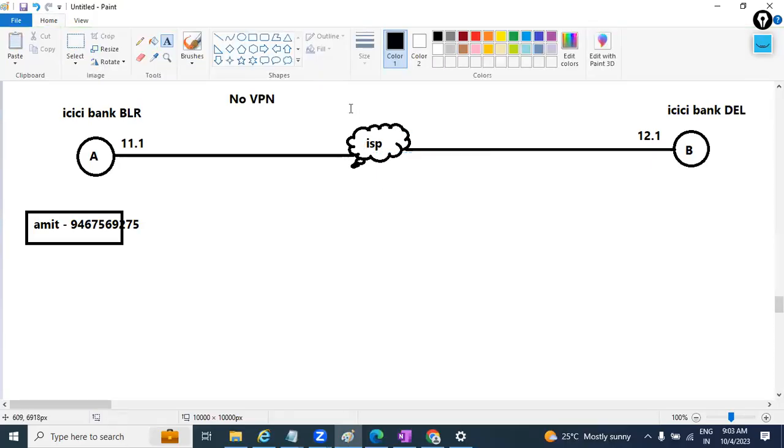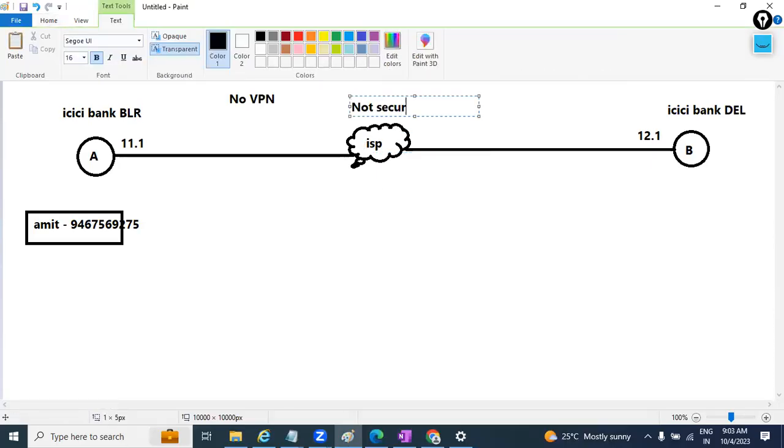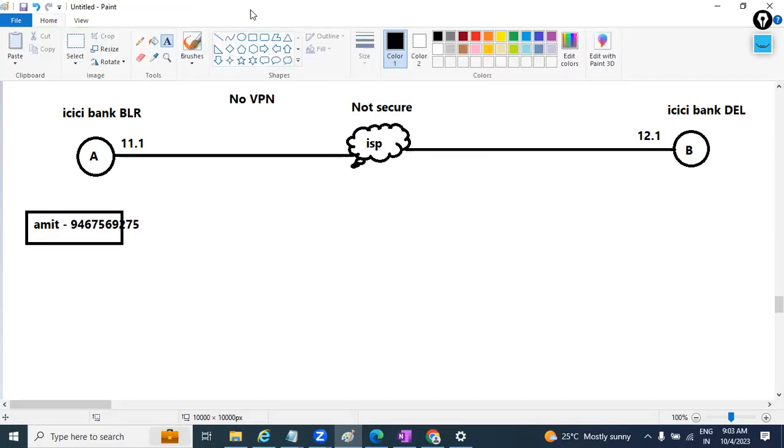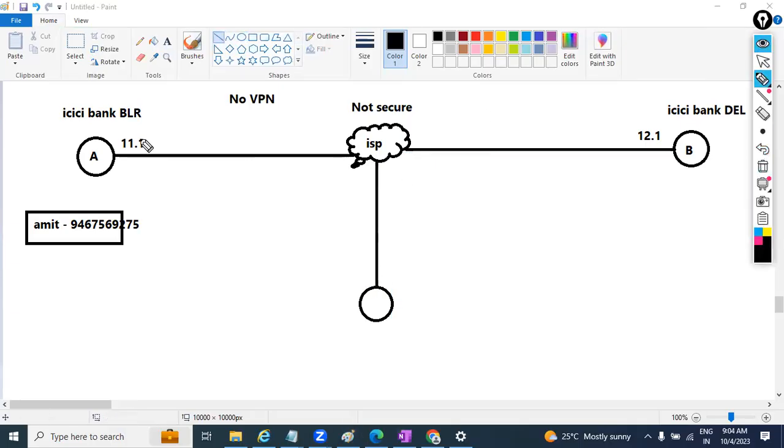ISP, but we know that ISP is not secure. There are so many hackers and attackers connected to the internet, just waiting. Once this site and this site exchange data, in between they will sniff the data. They have their own methods, many attacks and tools, because they are also experts in their domain. So they're just waiting.